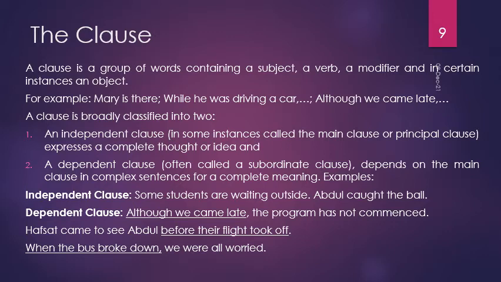independent clause, we have some students are waiting outside. This is an independent clause, the meaning is complete. In a dependent clause, we have, although we came late, the program has not commenced. Now we have the subordinate clause, although we came late. We see that this structure does not give a complete meaning, but we have a subject, which is we, and a verb, which is came, and it is actually a finite verb.